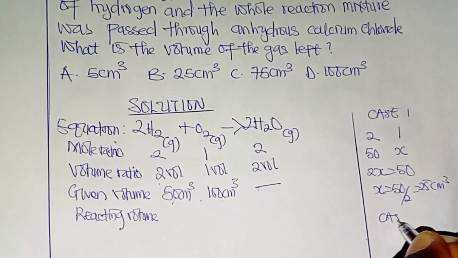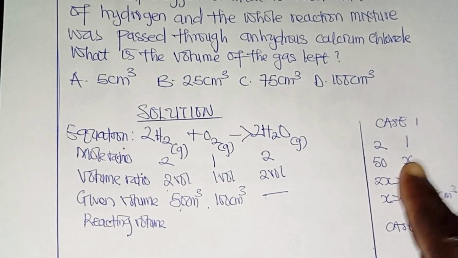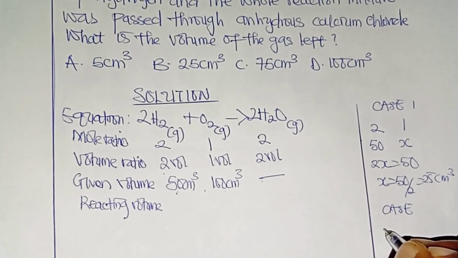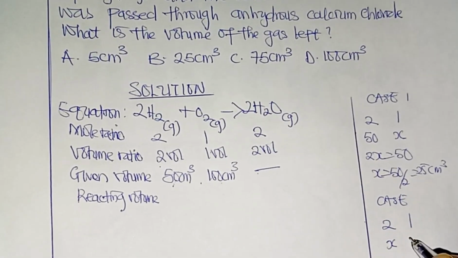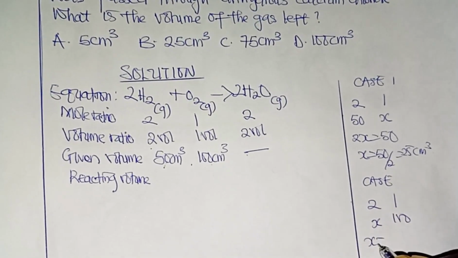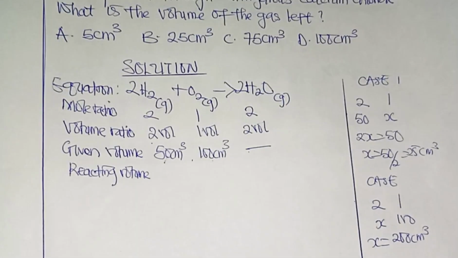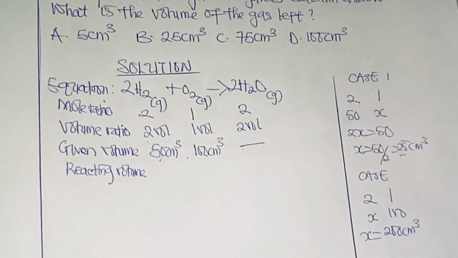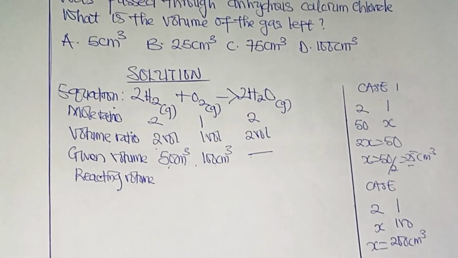Case 2, I'll repeat the same step. I represented the volume of oxygen here with a variable. So in case 2, I'll represent the volume of hydrogen with a variable. Still write down the volume ratio, 2, 1. Then for hydrogen, I'll represent it with a variable. Oxygen, 100, right? So when I make x subject of formula, I'll be having 200 cm³. Now note, in case 1 for oxygen, I got 25 cm³. In case 2, for hydrogen, I got 200 cm³.